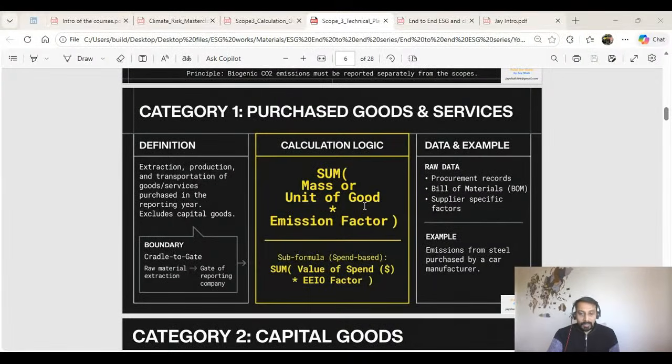Quantity data is not always available, because some suppliers are not giving the particular data, so we have to use the spend-based approach. EEIO factors are available that convert financial spend into emissions using input-output models. Your raw data usually comes from the procurement system, like invoices, bills of materials, supplier ESG disclosures, everything. So the best practice is always supplier-specific data first.